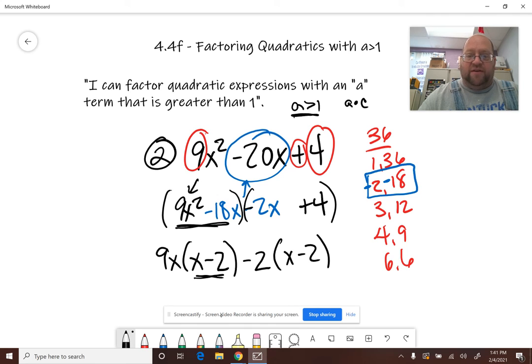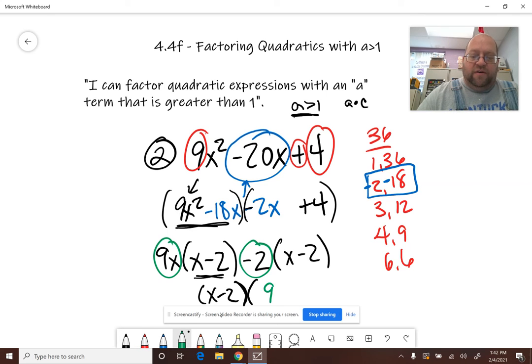So that needs to be a negative 2. Let's make sure it worked out. Negative 2 times x is negative 2x. Negative 2 times negative 2 is, in fact, a positive 4. So everything worked out. Last but not least, x minus 2 is one of my binomial terms, and these two things that are left over go in the second one. Okay? So using some of your previous knowledge, you said, I didn't think I'd ever use that again. Well, guess what? We're using it right now.